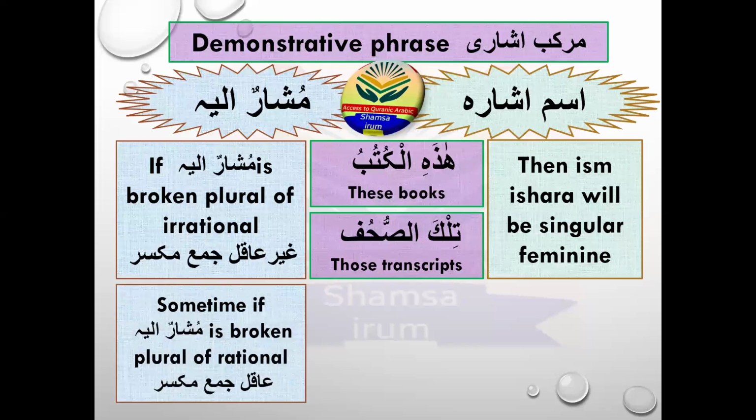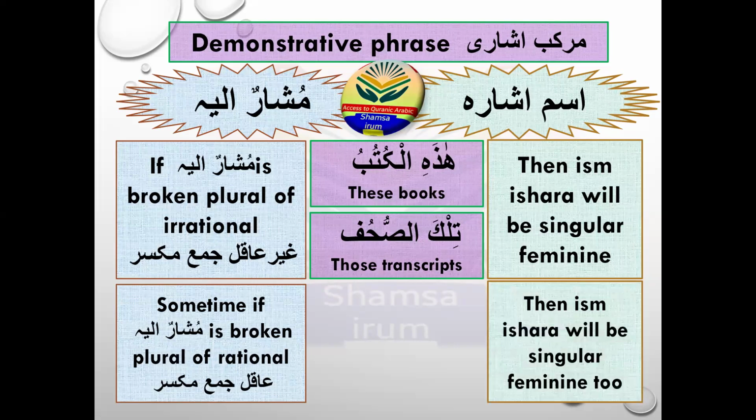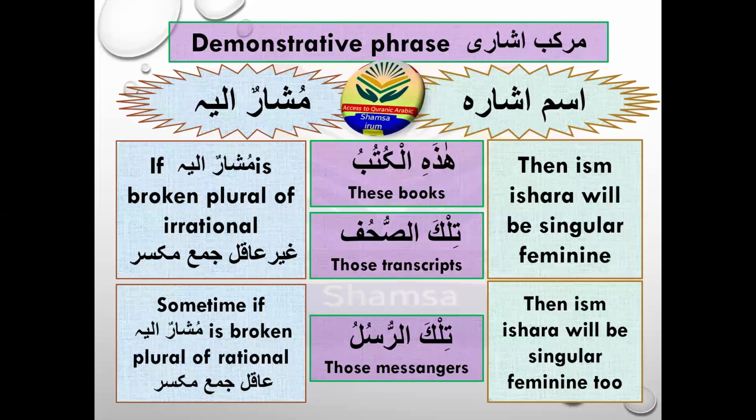Sometimes the musharun ilayh is a broken plural of the rational, meaning aqil jama mukassar. If the musharun ilayh is a jama mukassar of aqil, then the ism ishara will be singular feminine too. The third example starts with the words tilka rusulu. Here rusulu is not ghair aqil, it is aqil, messengers. But sometimes we can use the same singular feminine ishara for the aqil as well. Okay, so it is an exceptional case.